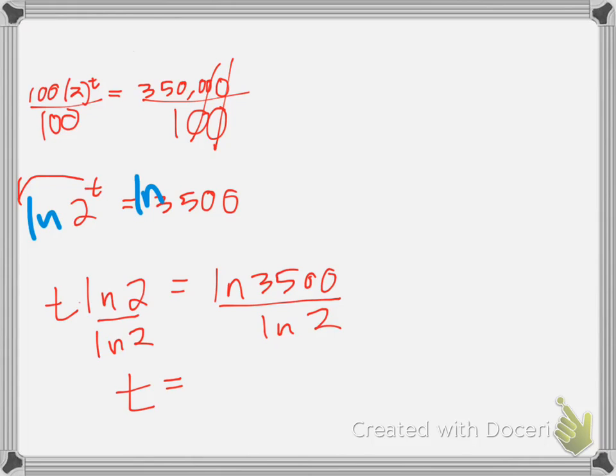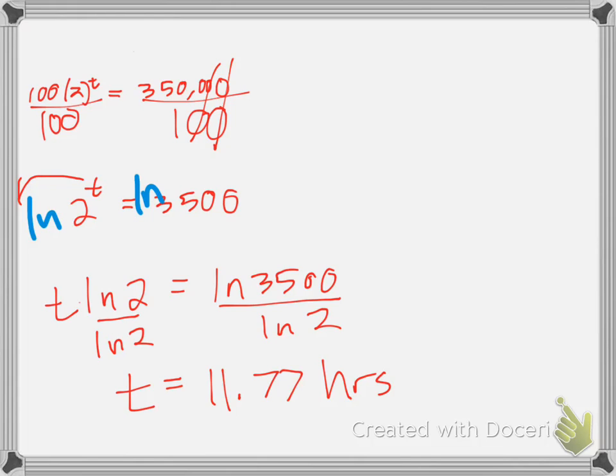Yeah, we're going to quit that one, clear. Natural log of 3,500. We're going to divide that by the natural log of 2. 11.77, roughly, hours. There you go.